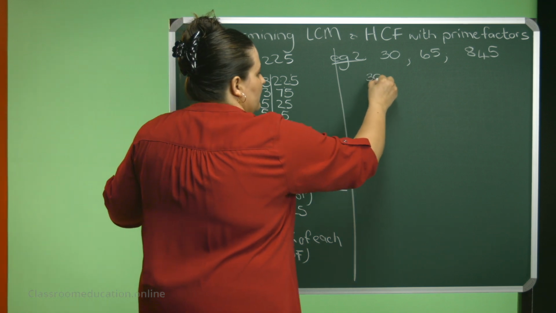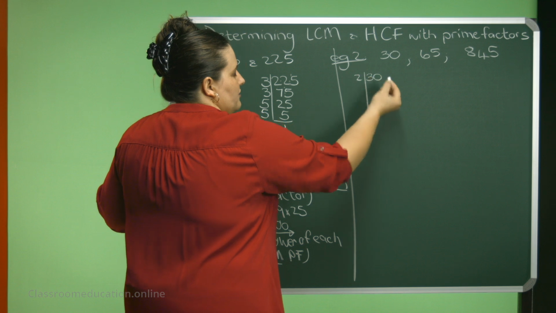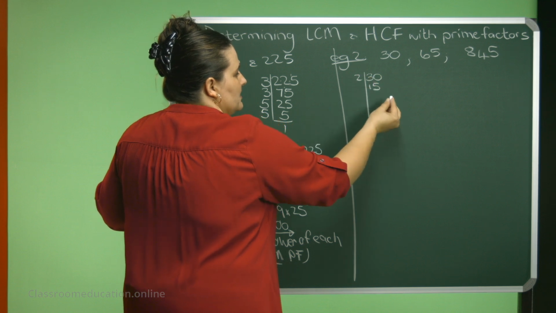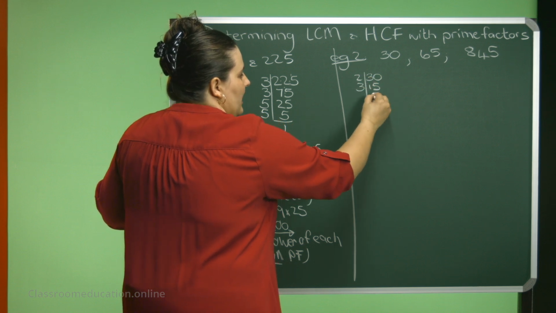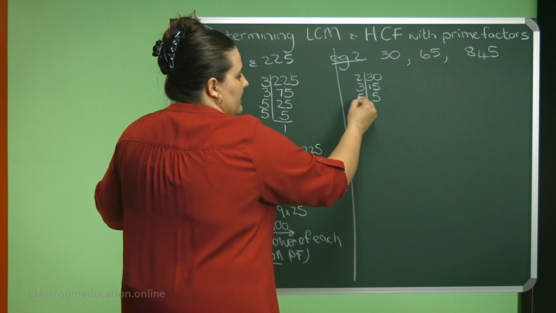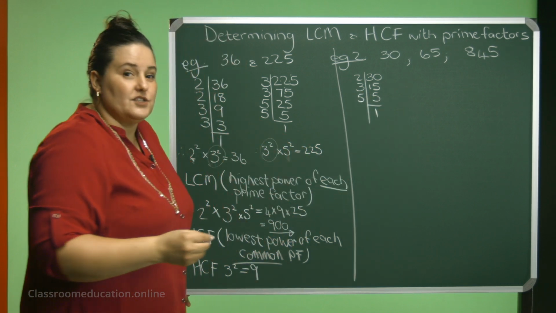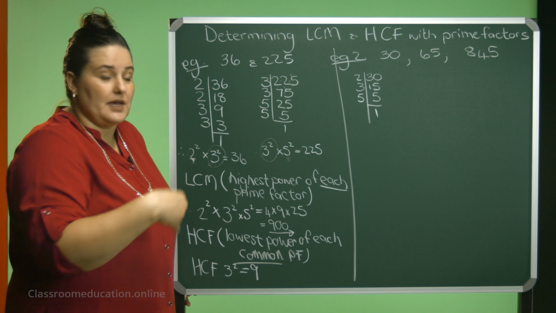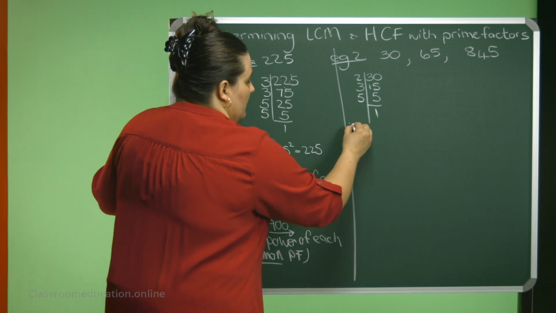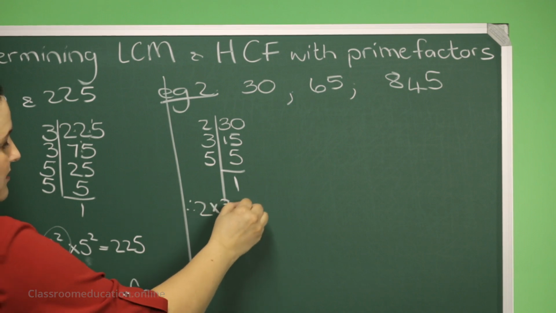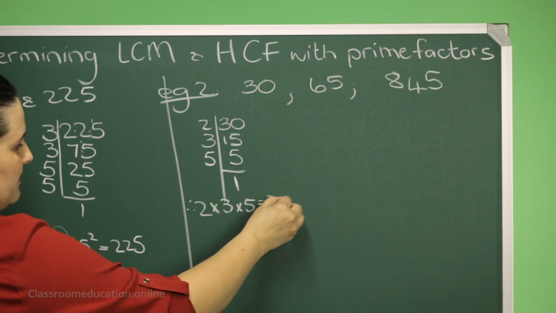So 30, 2 can go into 30, 15 times. 3 can go into that 5 times. And 5 can go into that once. So 30 can be written as 2 times 3 times 5. 2 times 3 times 5 equals 30.